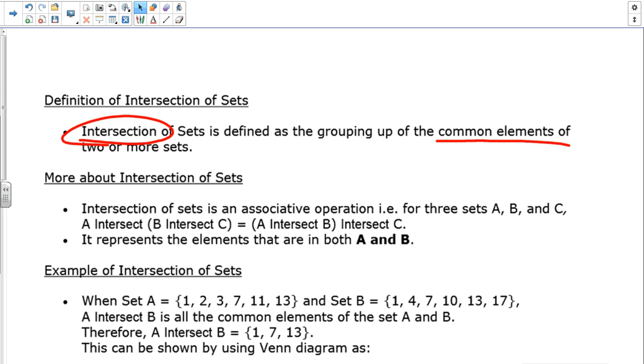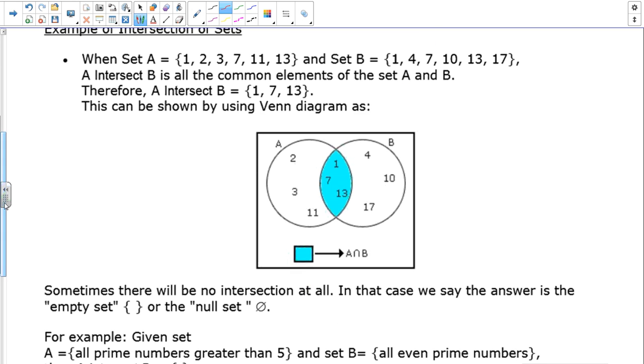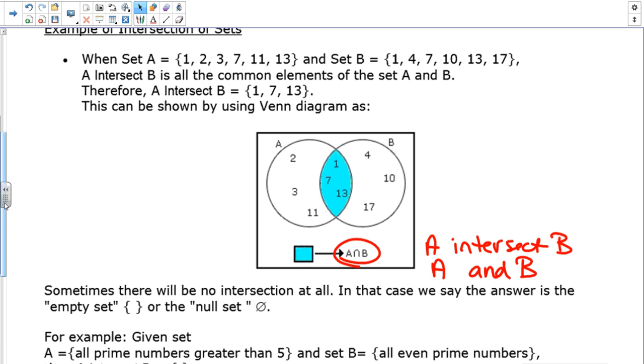So this one is called an AND statement. So it's anything that is in both A and B. And if you look at the notation here, this notation means A intersect B, and it also means A and B, which means the elements must be in A and at the same time be in B. So we have set A is 1, 2, 3, 7, 11, 13. B is 1, 4, 7, 10, 13, 17. The common elements, the ones that are in both, are 1, 7, and 13.